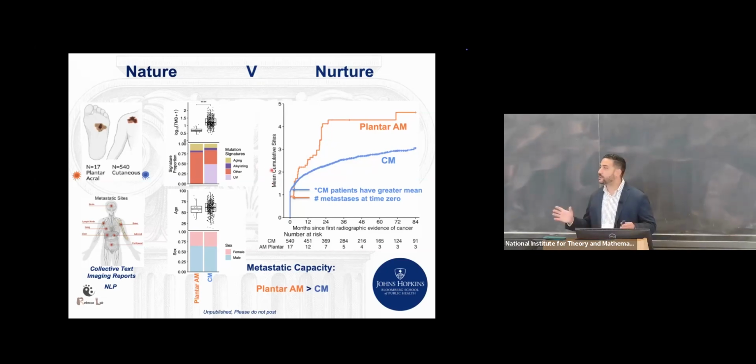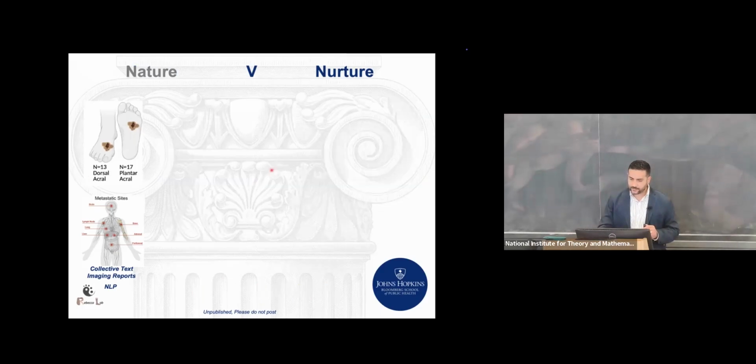Now, from this cohort, we can't really say anything about nature versus nurture, given how different the nature and nurture is between these plantar acral melanomas and the cutaneous melanomas. So then we asked, is it possible to try to find a clinical cohort that was much more similar in nature to allow us to determine whether the element of nurture might be driving this metastatic capacity?